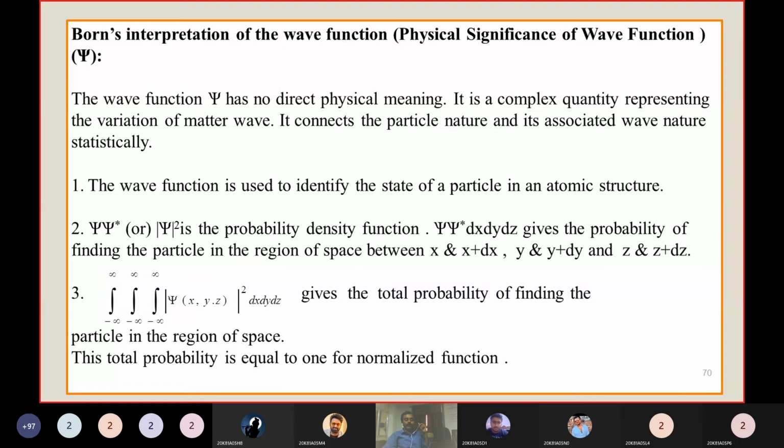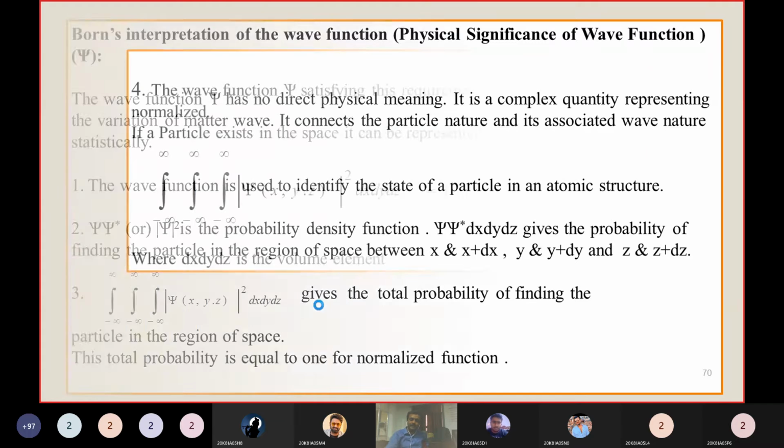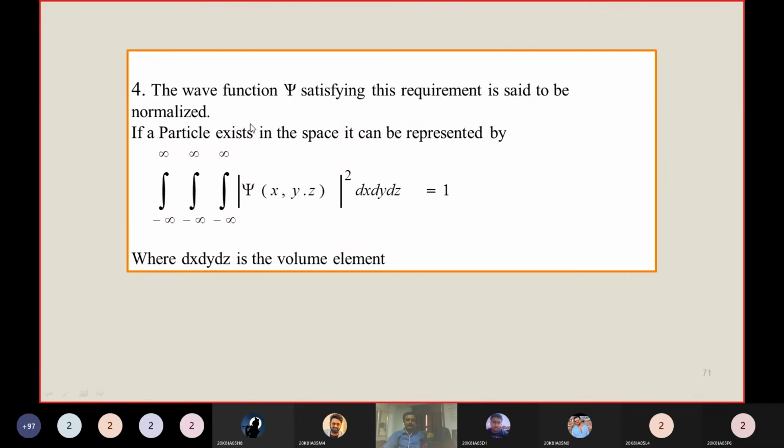Like that, the total probability of finding the particle in the region means we take the integration over the total system. So total probability equal to 1. That condition we will call the normalization condition.